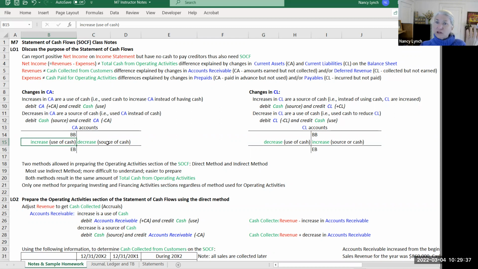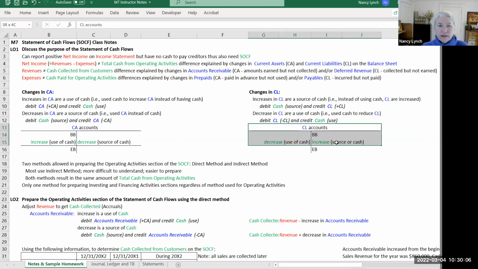So basically, instead of using cash, you use these assets. If we want to look at sources, when I compare an income statement line item to the related current asset account, if the current asset account went down, it's going to be more cash paid or less cash collected. It's a use of cash, and vice versa.